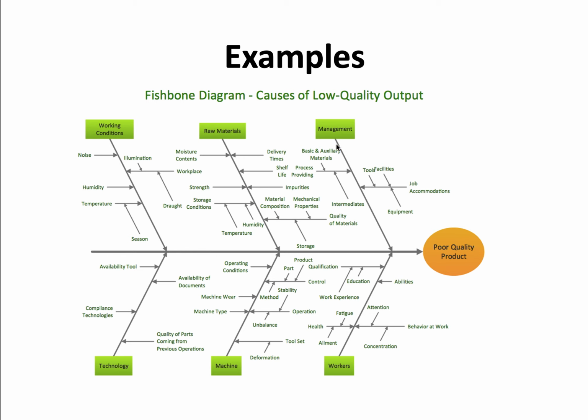And then these are called main bones, which are management, workers, raw materials, machine, technology, working conditions. And these are called little bones. For example, noise, illumination, humidity, temperature. These are little bones that are clustered in working conditions. So where do the main bones come from? Normally, man, machine, material is a good way to start. But in your company, you can use any of these and then also add more depending on the nature of your business operations. Okay.